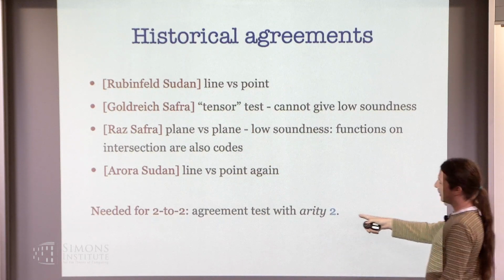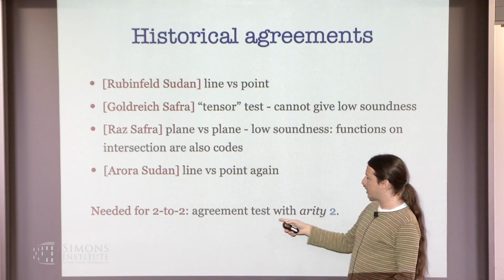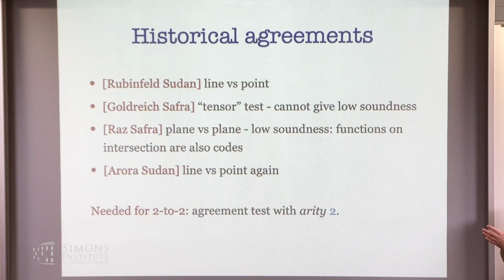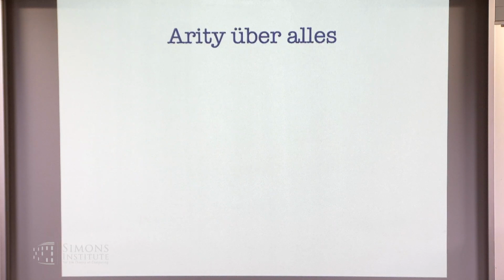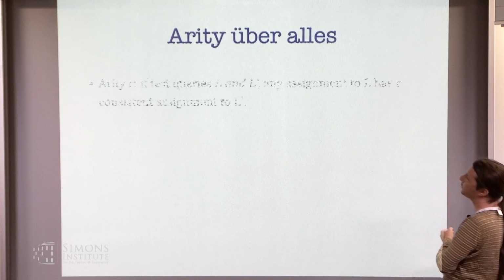Right, okay, and here I go back to where I was before. I want the Arity to be 2. I want an agreement test where if I know the assignment of one variable, it determines almost completely the assignment of the other variable, up to maybe 2 options. So let's see how we can make the Arity of an agreement test be 2.